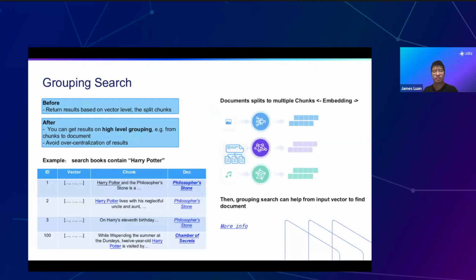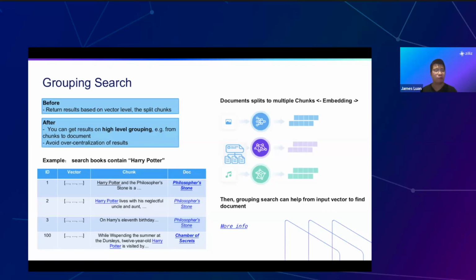Okay, so the third one is grouping search. It's also an interesting use case when you do RAG. Most likely you're going to chunk everything. You take a chunk of the document and you embed the chunks. But the thing is, when you do a top 10 query, it is likely that you get all the chunks from one single document or one single book, which means you lose your diversity, right?